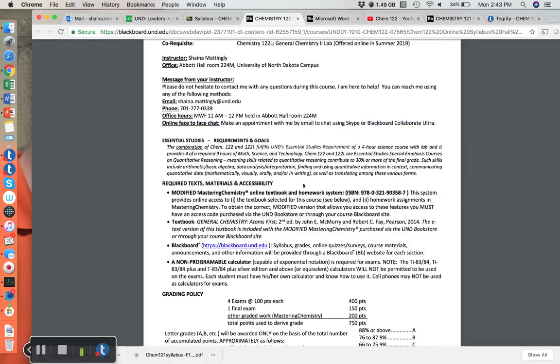For the required materials, I have a list of 4 things here. The first 2 go together, though. So this first information is a bundle. The ISBN number that you see here is a bundle that includes an electronic textbook, so an ebook, as well as your homework system. The homework system is called Modified Mastering Chemistry, and it's all online. So if you purchase the bundle from the UND bookstore, you'll get both the ebook and the homework system.